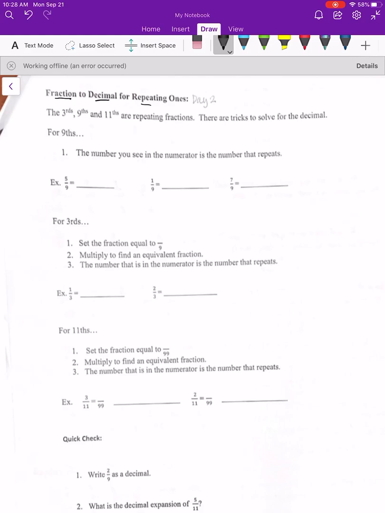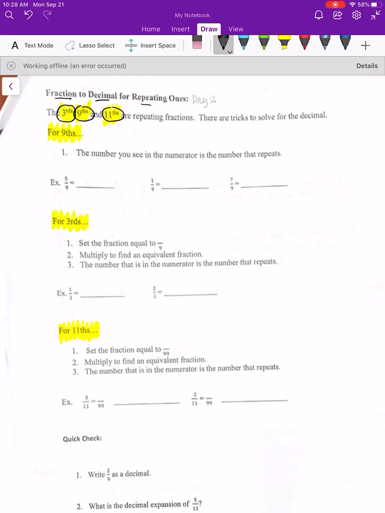And the ones we're going to talk about are the thirds, the ninths, and the 11ths. In fact, I'm going to highlight them: the thirds, the ninths, and the 11ths. Now, there are more repeaters than that, but the ones we are going to talk about this year are the thirds, the ninths, and the 11ths. And I'm going to give you a few tricks to figure out how to do that.